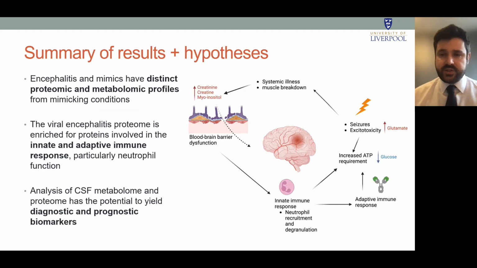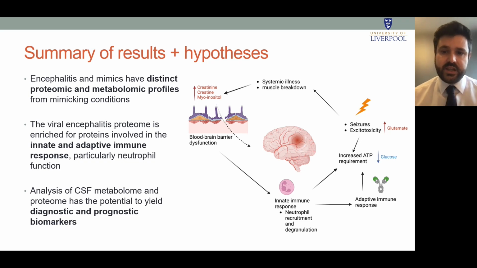So to summarize the results of the study overall, we saw that encephalitis and mimics have distinct proteomic and metabolomic profiles, and the proteins which differ in viral encephalitis are particularly concerned with the innate and adaptive immune response, with neutrophil function particularly implicated. And we've shown that these methods of analysis have the potential to suggest putative biomarkers of diagnosis and of prognosis that can then be taken forward to future validation studies.